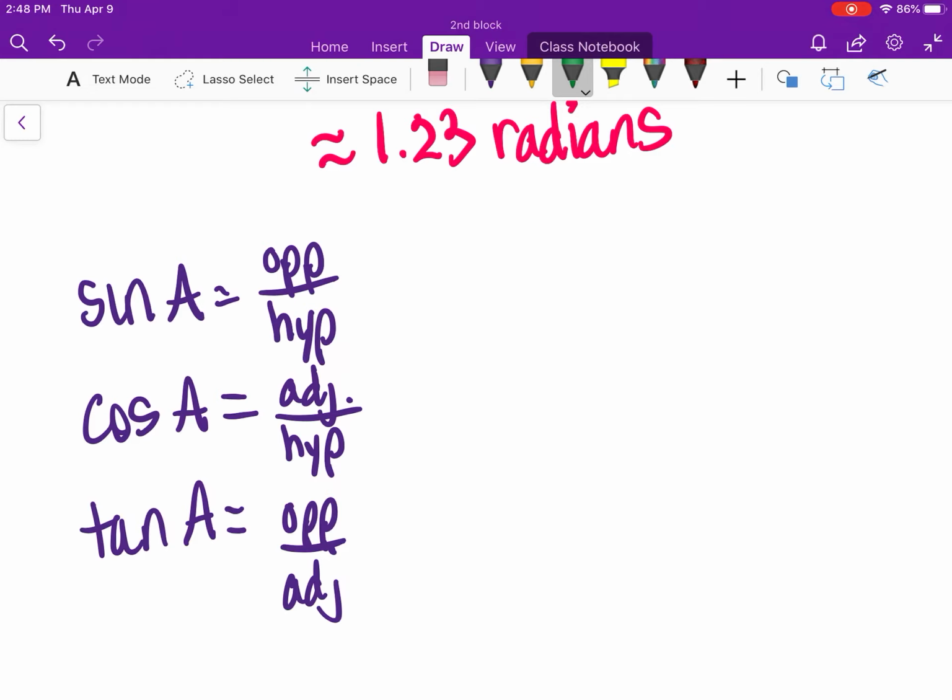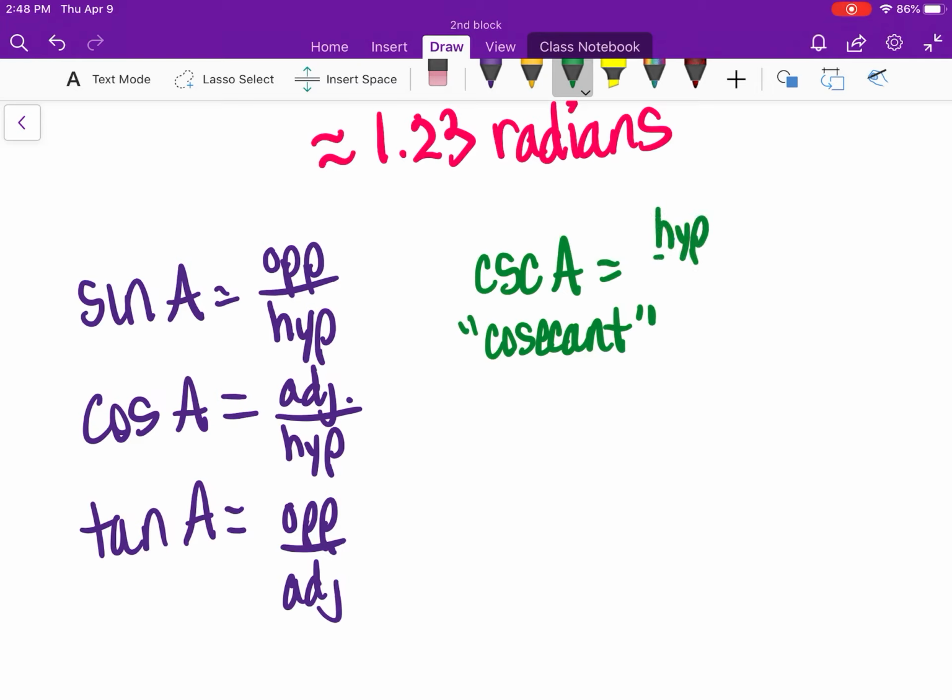The next 3 are what we call reciprocal functions because they're reciprocals of sine, cosine, and tangent. Our first one is abbreviated CSC, which stands for cosecant. Cosecant is the reciprocal of sine. So if sine is opposite over hypotenuse, then cosecant would be hypotenuse over opposite. Remember, reciprocal just means that you flip the fraction.